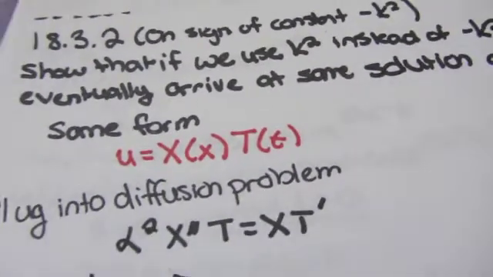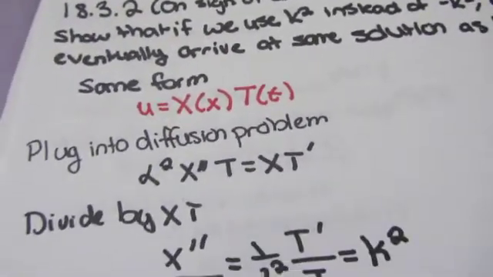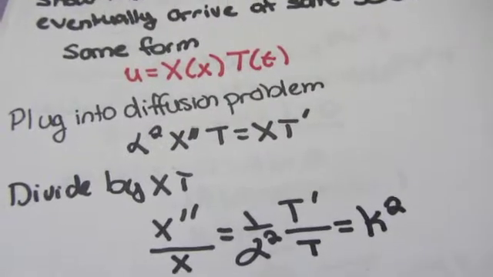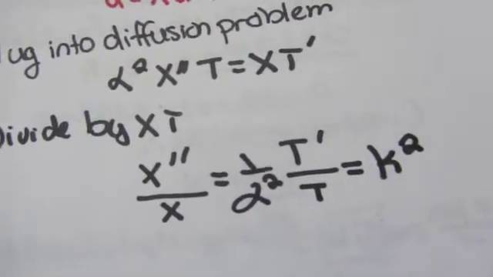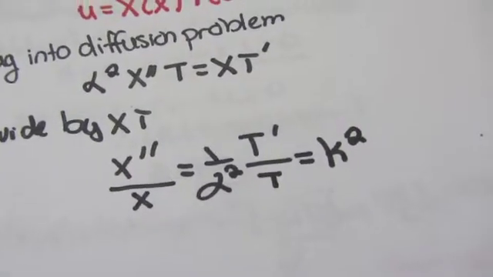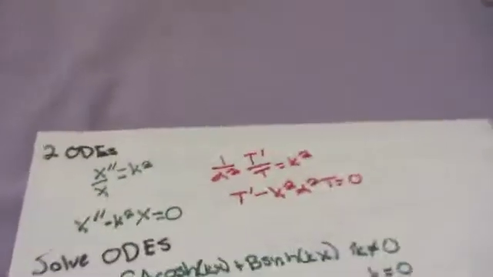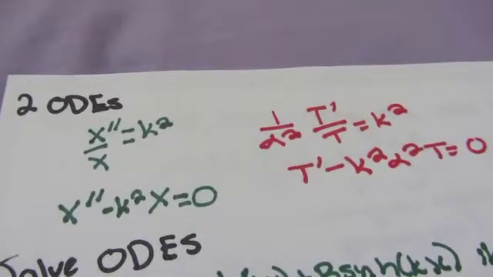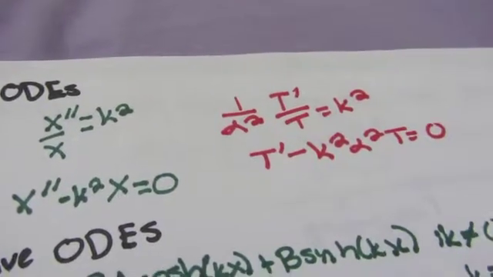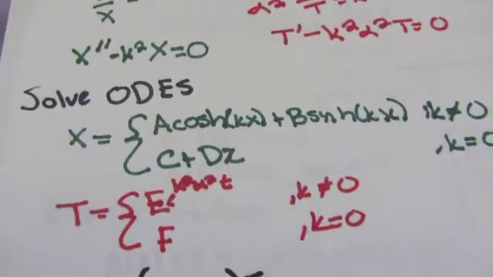So we're still looking for a solution of the form u equals X of x T of t. So we're still plugging it into the diffusion equation and dividing by XT. So far everything is the same as before, except over here after we divide, we're setting it equal to k squared instead of negative k squared. So from there, you go back and you get your two different ordinary differential equations, a little bit different because of our sign change.